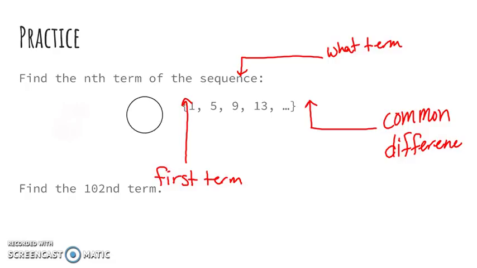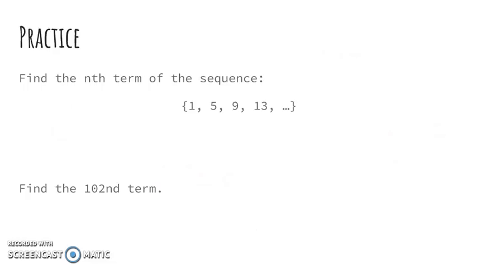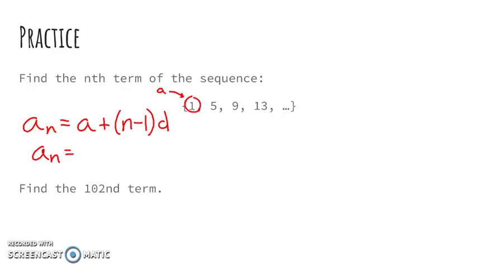Okay, first one says, find the nth term of the sequence 1, 5, 9, and 13. Okay, so my nth term formula, you're going to want to have this memorized, is a sub n equals a plus n minus 1 times d. Okay, so let's start out. What's my a value here? Well, my a value would be my first term. That's my a. Okay, so I'm going to have a 1 plus n minus 1. I'm going to leave that in there because we don't know what n is yet. We're just trying to find the nth term.